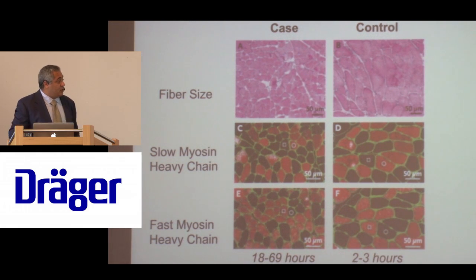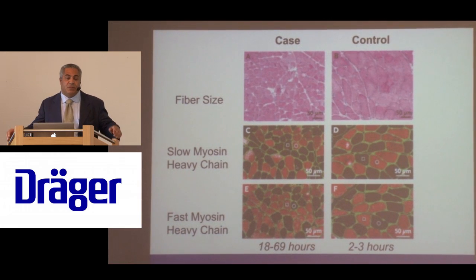And of course, this is just the difference between 2 hours versus 18 to 69 hours. You can see it is physically smaller. There are a lot of molecular changes occurring, but this occurs in the slow and fast muscle fibers. And of course, we need both, fast for coughing and doing things like that.